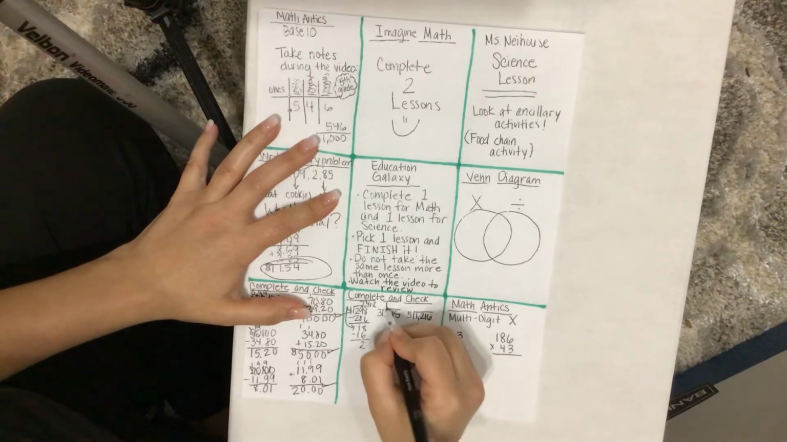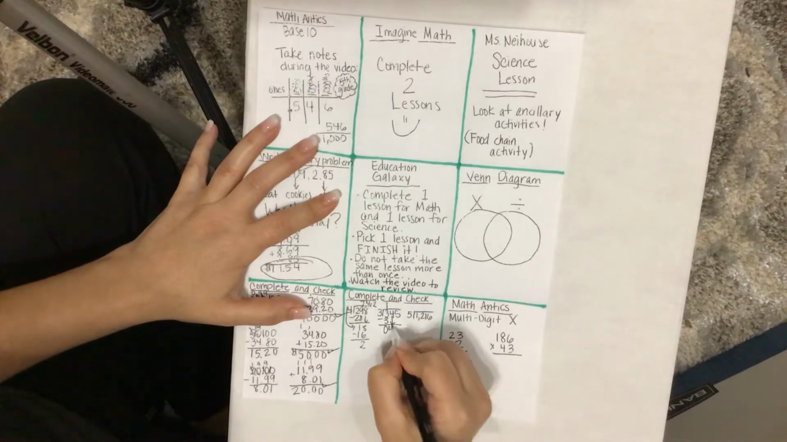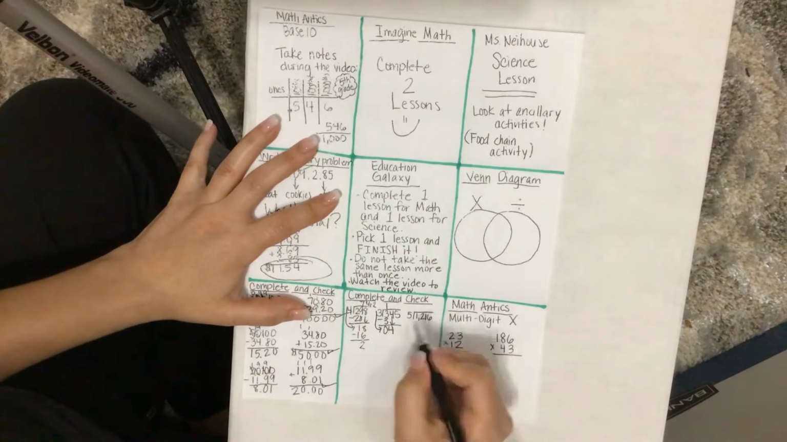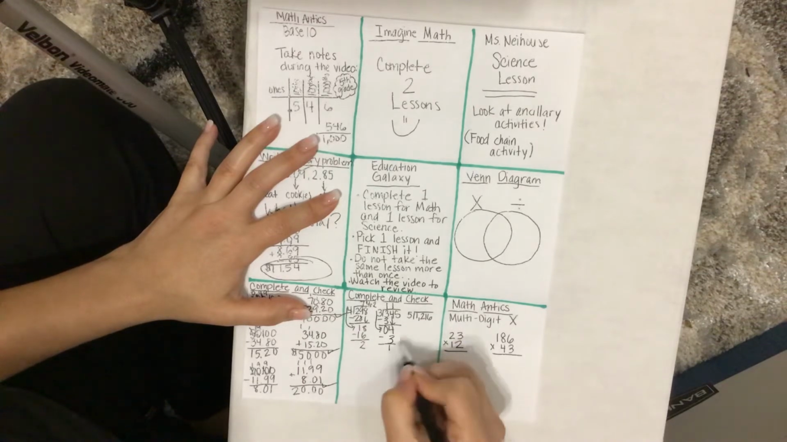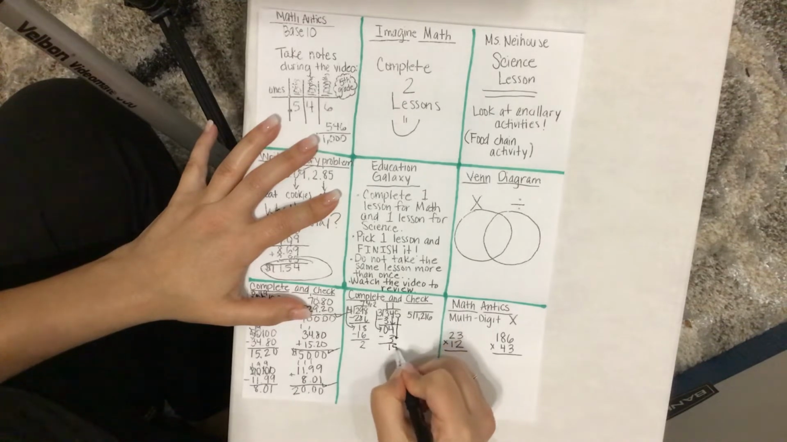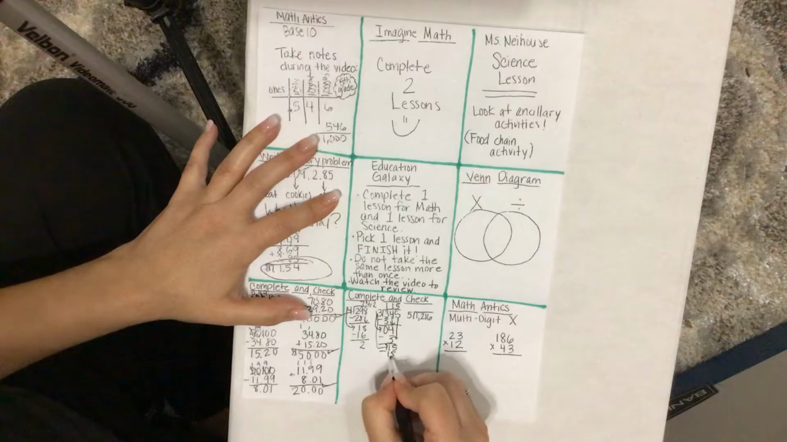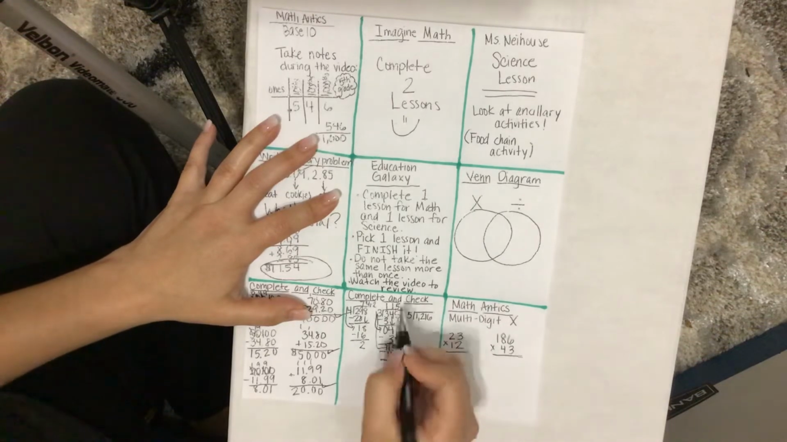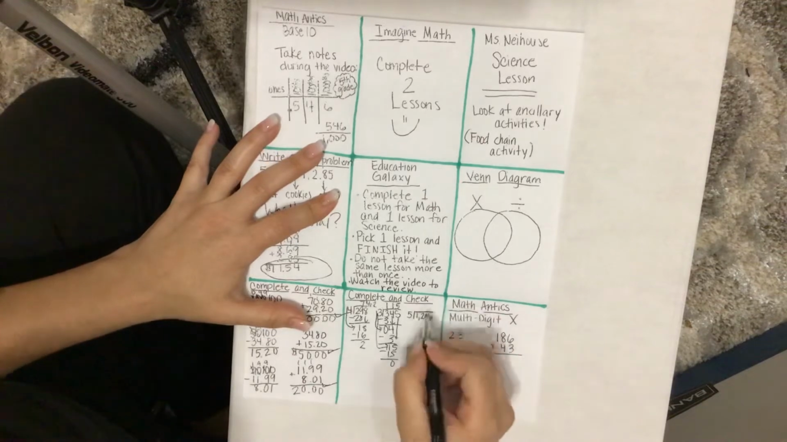Next one, 345 divided by 3. 3 goes into 3 one time. 3 times 1, 3. 3 minus 3, 0. Bring down the 4. Repeat. 3 goes into 4 one time. 3 times 1, 3. 4 minus 3, 1. Bring down the 5. Repeat. 3 goes into 15 5 times. 3 times 5, 15. 15 minus 15, 0. I'm done. This one had no remainder, 115.